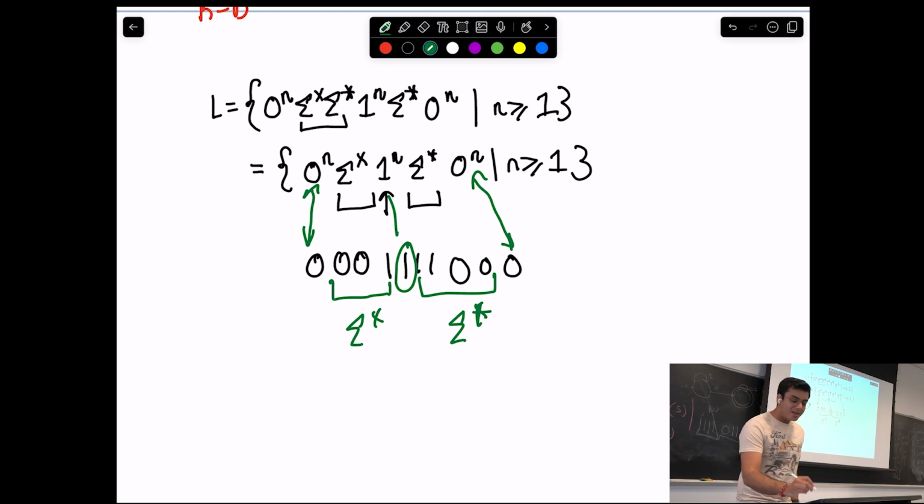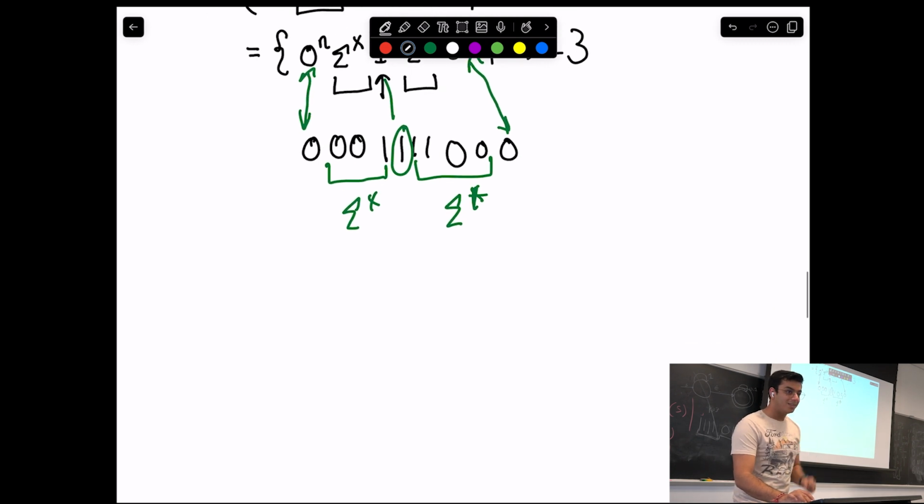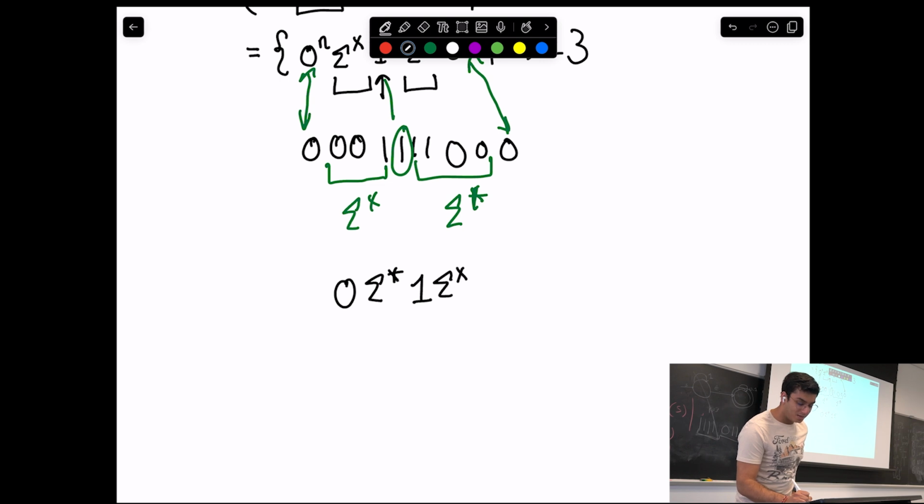Because if n is bigger than or equal to 1, what's the regular expression for this language? 0 sigma star 1 sigma star 0 sigma star. Yeah, so it's regular, because there is a way of consuming and splitting the strings.